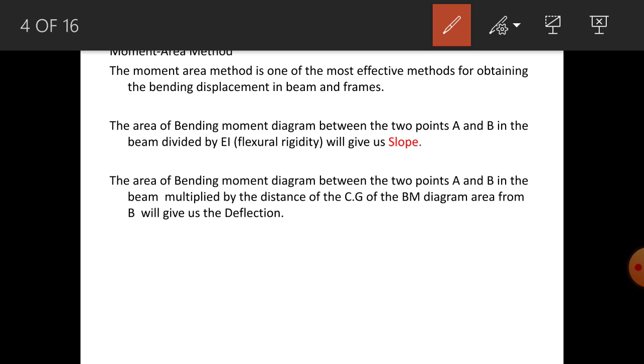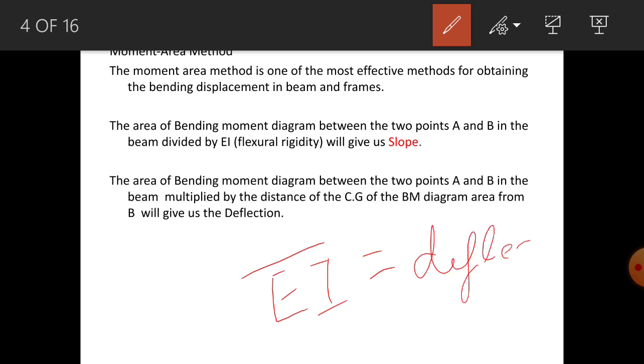This is a little bit confusing, but as you go on solving and try to derive one equation, you will understand how you got this formula. So after multiplying the center of gravity distance with the bending moment area diagram, divided by flexural rigidity EI, that will give you deflection, right? And deflection is always in mm, remember this.